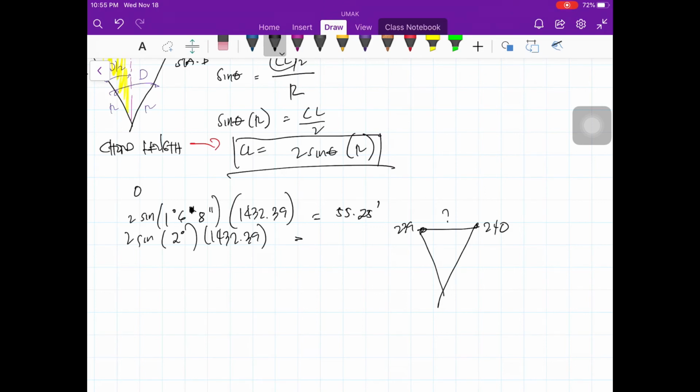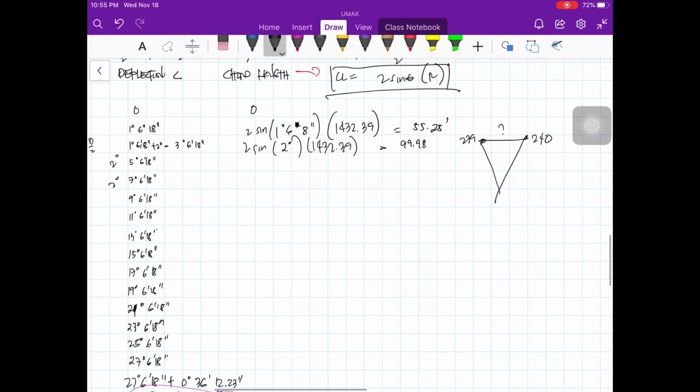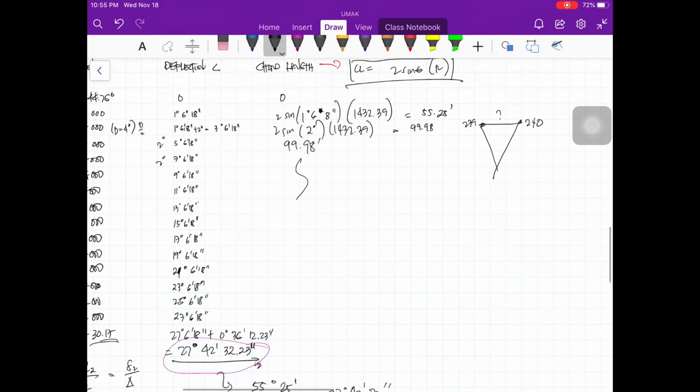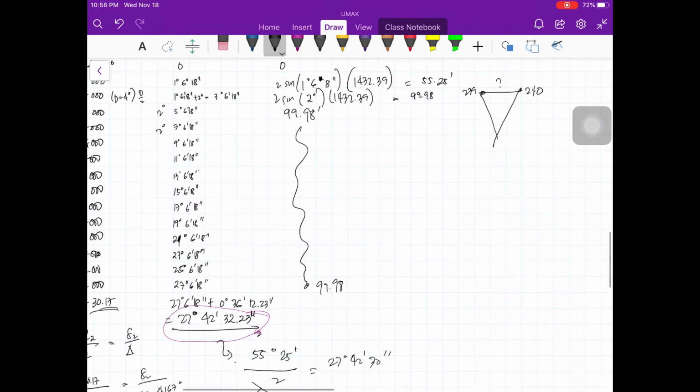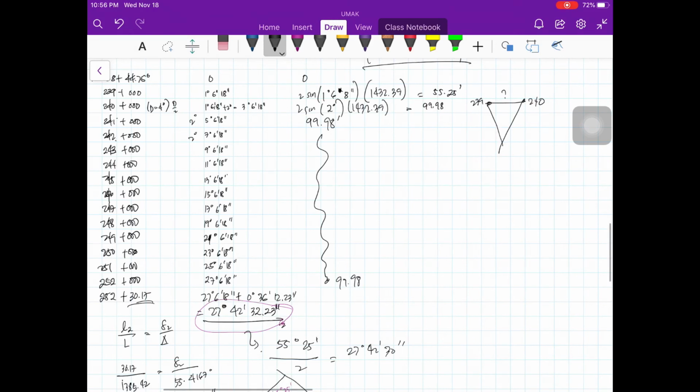2 degrees. So this is 99.98. Since all of this has the same, this is 2 degrees as well, starting from 241 to 242, 242 to 243, so 2 degrees, 2 degrees. So I assume all of this has the same value, which is 99.98 feet, which is close to 100 feet. So the last one will have a chord length of 30.17, which we reiterated here.